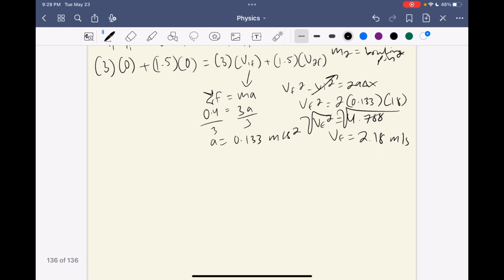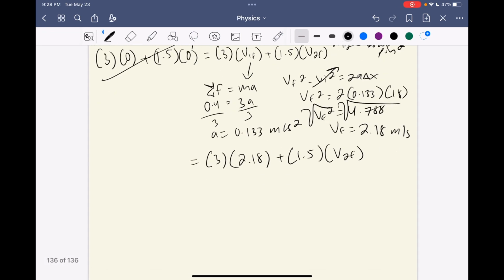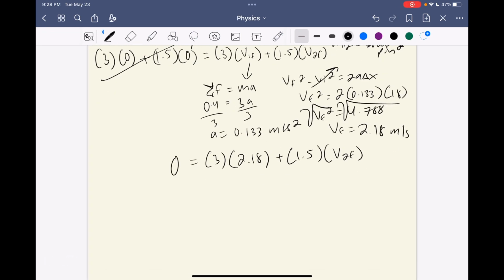So now we can plug it in. So 3 times 2.18 plus 1.5 times V2F. We basically know that this side is 0. 3 times 2.18 is 6.54, and this is just like that, 1.5 V2F.